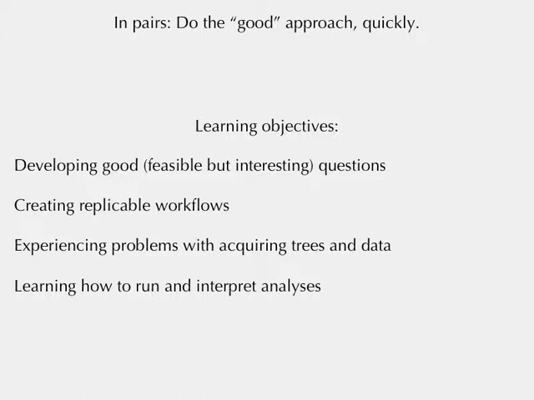Okay? Another thing you're going to learn from this is how to link trees and data. Like, oh, trees are wonderful and great. Okay, I work on bat evolution. Where's my tree? Right. We have this tree of 15 species. Well, that's great. It only has half my species. What do I do now? So I want you to figure out, by working on this, how do we get those trees?